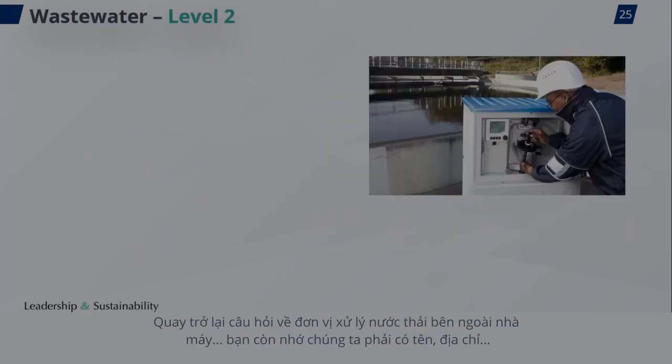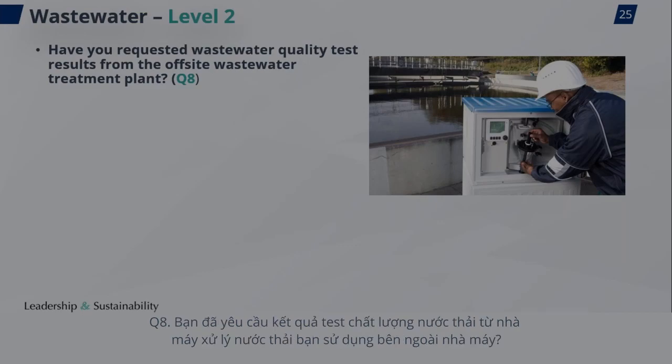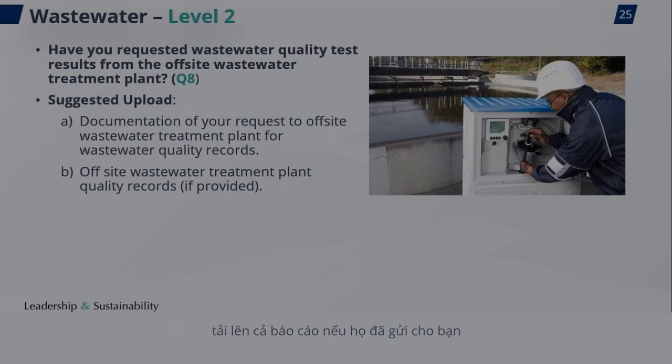All right, and now coming back again to your external wastewater treatment plant. Remember, we had the question about having the address, etc., of the offsite wastewater treatment plant. And here we are now asking: have you also requested wastewater quality test results from that plant? If you want to score here, you need to show that you have actually asked them. If it was via an email or via a more formal letter, you should also upload this letter. And of course, if you have received quality results from the wastewater treatment plants, you should also upload that.